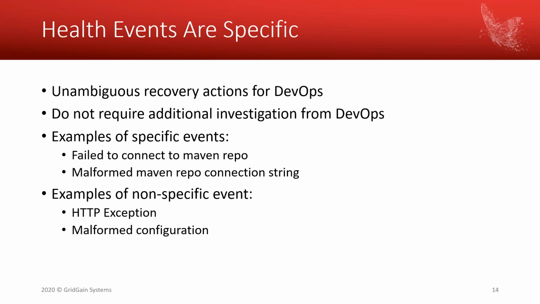And examples of non-specific event, for example, HTTP exception. Well, Maven repo will manifest itself as an HTTP exception, but you don't need to just write HTTP exception. You need to specify what kind of destination system failed, not just HTTP exception, but actually where we were unable to connect, right? We were unable to connect to the Maven repo. And also another example of bad event is malformed configuration. You don't want DevOps to just search the entire configuration file. You need to specify what exactly is wrong with your configuration.